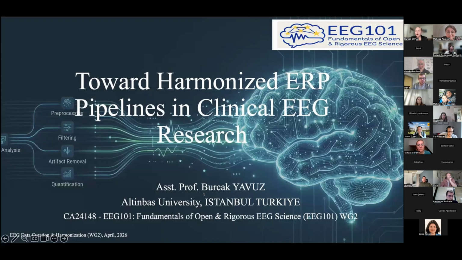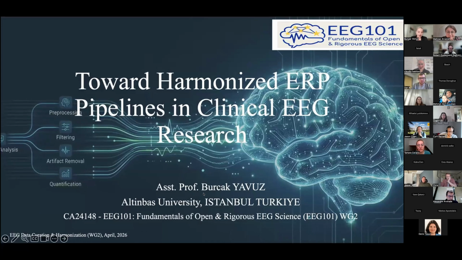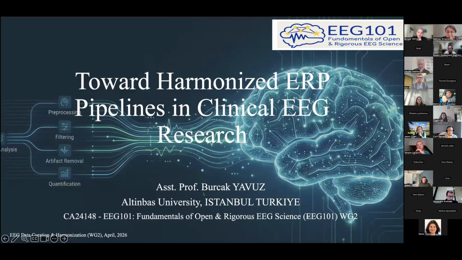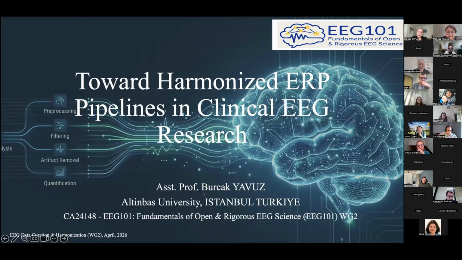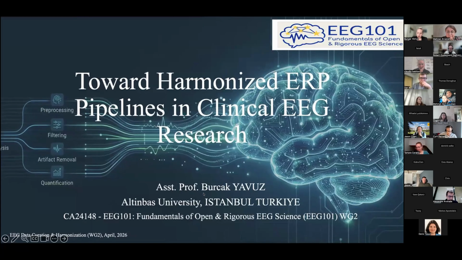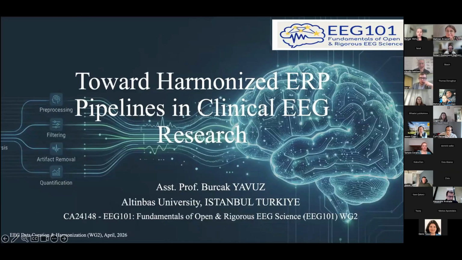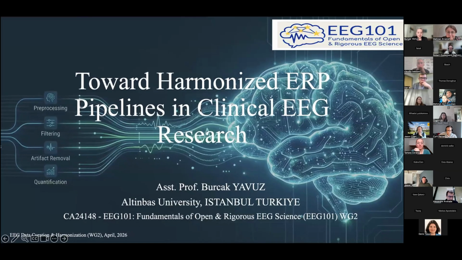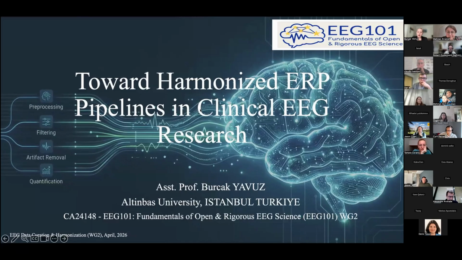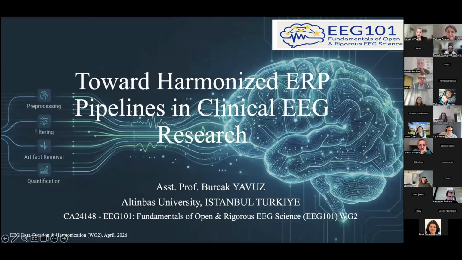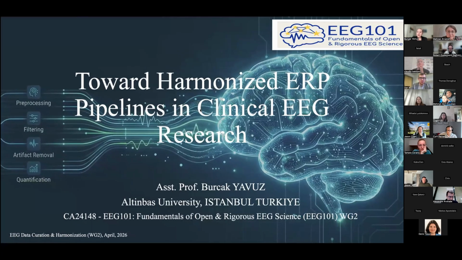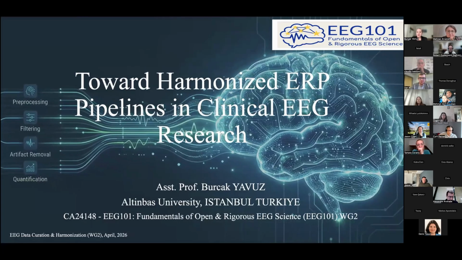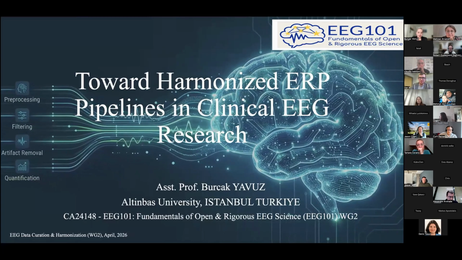Today I will briefly talk about the key challenge in clinical EEG research toward harmonized ERP pipelines. While many EEG harmonization efforts focus on resting state data, ERP studies introduce an additional layer of variability, particularly at the preprocessing level. This is especially critical for early ERP components such as P100 or P200, which are highly sensitive to methodologic choices.